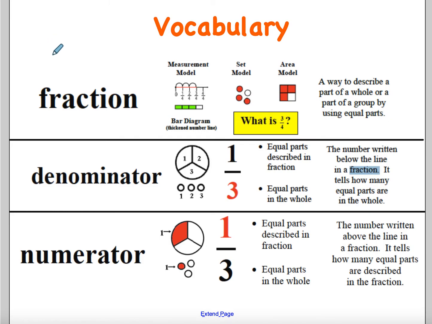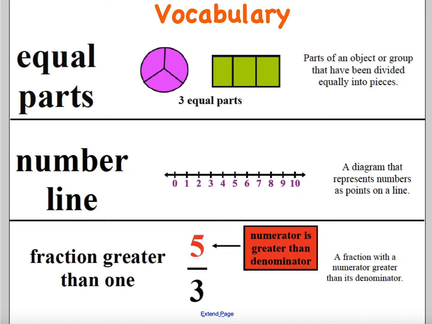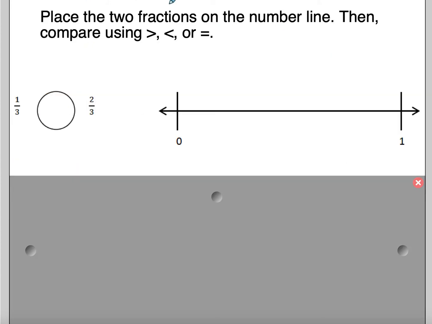So once again, we've seen these vocabulary words now for a few days. Go ahead and pause, read them to yourself, and press play when you're ready. Pause again and read them to yourself. Press play when you're ready. Let's get into our lesson.